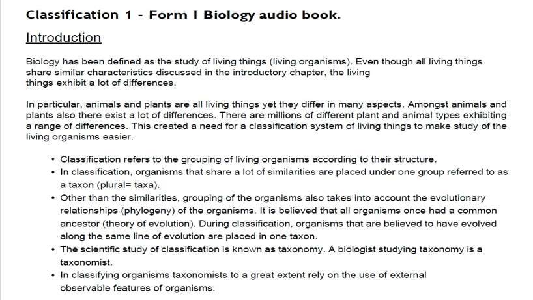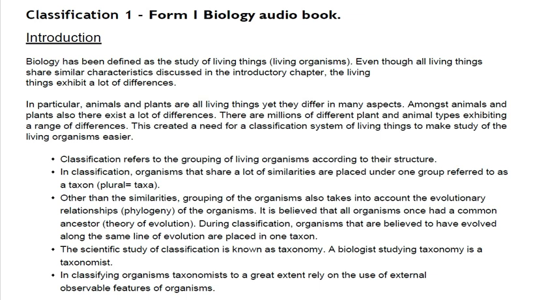Introduction. Biology has been defined as the study of living things, living organisms. Even though all living things share similar characteristics discussed in the introductory chapter, the living things exhibit a lot of differences. In particular, animals and plants are all living things, yet they differ in many aspects. Amongst animals and plants also there exist a lot of differences.